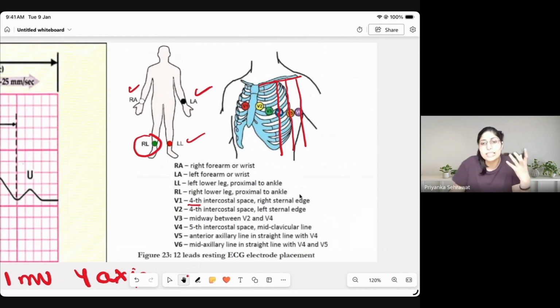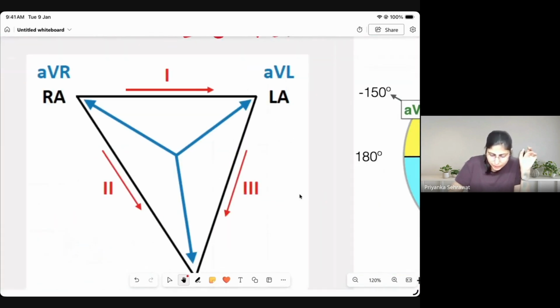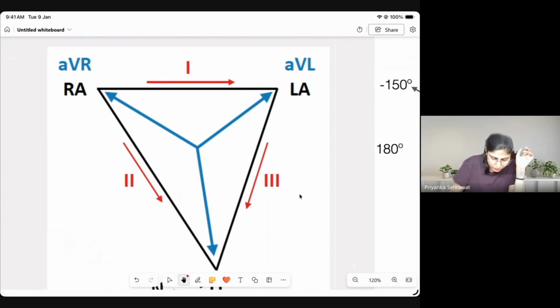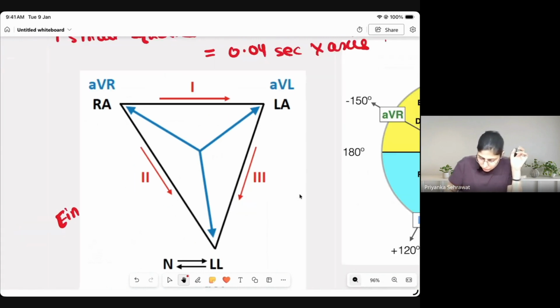And what do we call these electropotential differences? Lead 1, 2, 3, AVL, AVF and AVR. Okay? Augmented leads and lead 1, 2, 3. And this particular triangle is known as Einthoven triangle. Let's see how this is formed. Einthoven's triangle. Okay? Now, how are these leads formed?